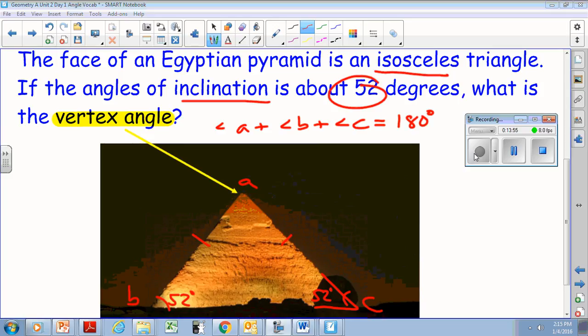Hey Thomas, what the heck are you even talking about? Is there a question you're asking us? Yes. How much is this angle up here?